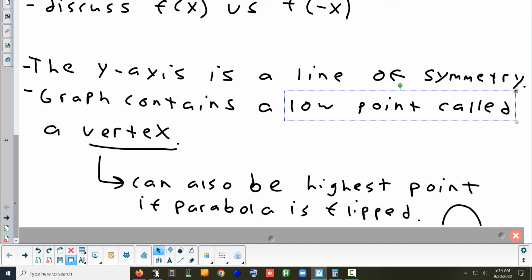So what we're going to look at doing to parabolas is what we call transformations. Transformations include moving it left and right, moving it up and down, flipping it, and stretching. Those are the four things that we'll take a look at.